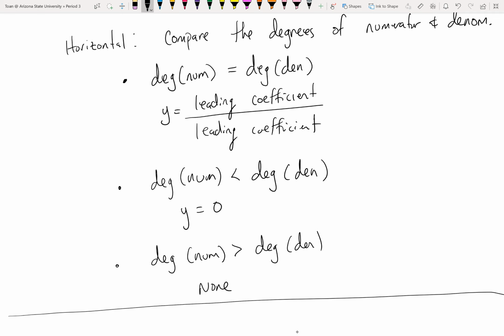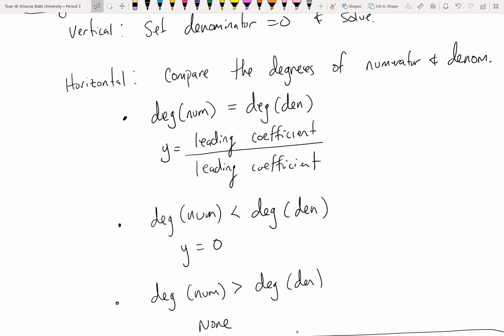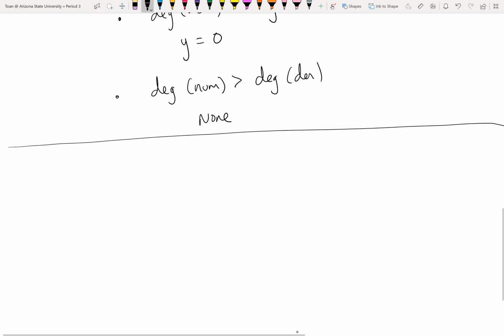So as I said, the steps that we're going to take to sketch rational functions are going to be nearly identical to the steps we take to sketch regular polynomial functions. The only exception is we have these extra components to find. We've got to find the asymptotes. Here are the rules to find the asymptotes, both vertical and horizontal. Other than that, this should be the same thing as last week. To prove it, let's just do a couple of examples.